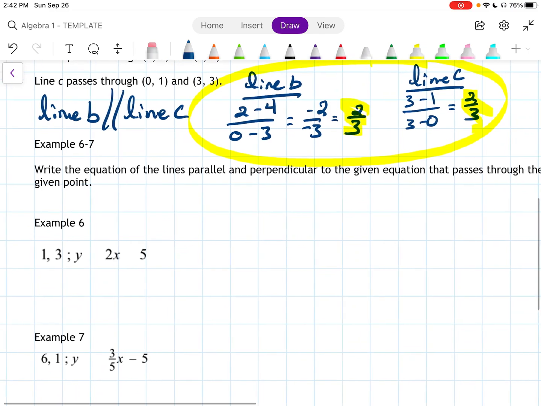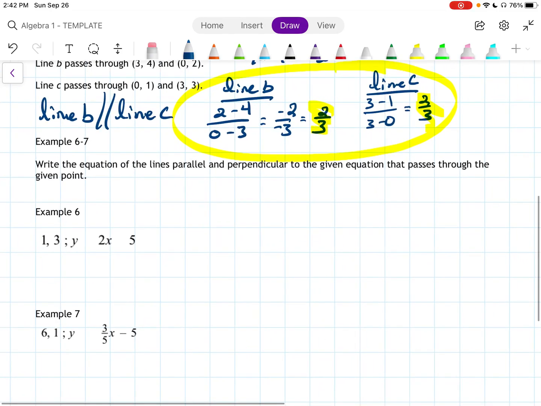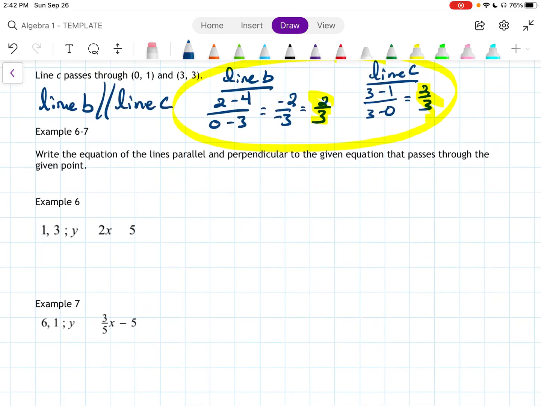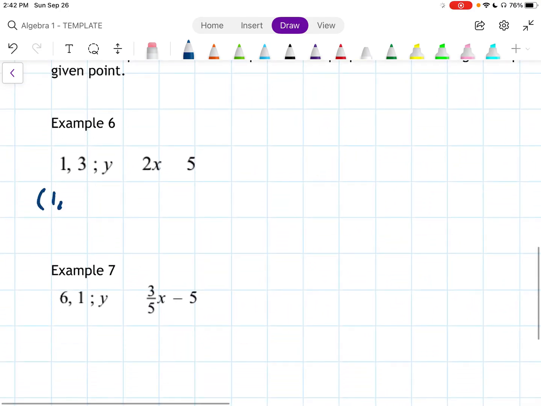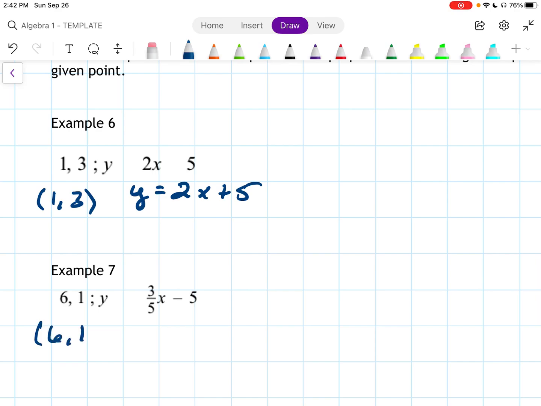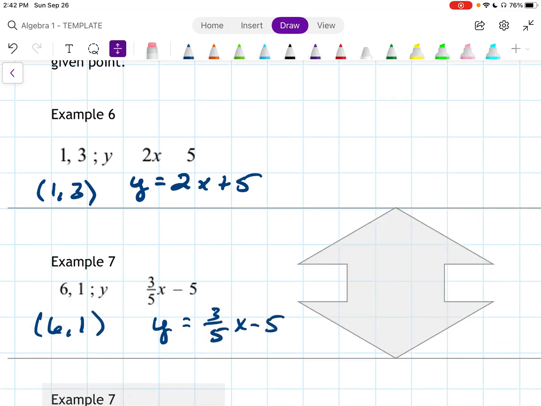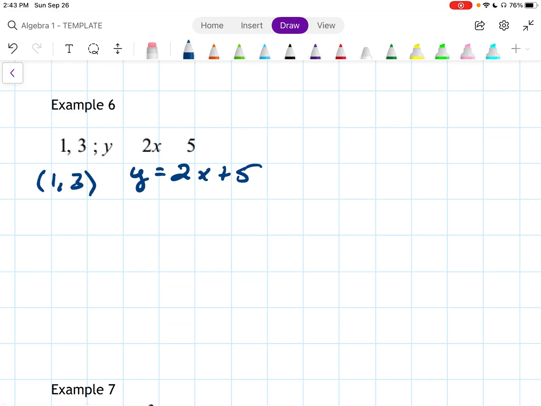Example 6 and 7. Write the equation of the lines parallel and perpendicular to the given equation that passes through the given point. All right, so let me rewrite this. This didn't work out very well. This is the point 1, 3, and y equals 2x plus 5. The other one is the point 6, 1, and y equals 3/5 x minus 5. So for example 6 first, I'll have parallel and perpendicular.